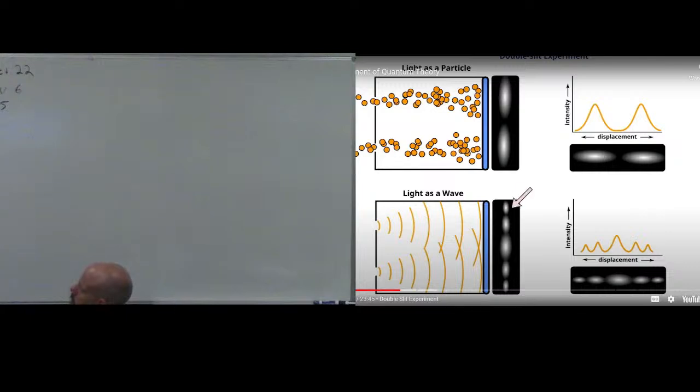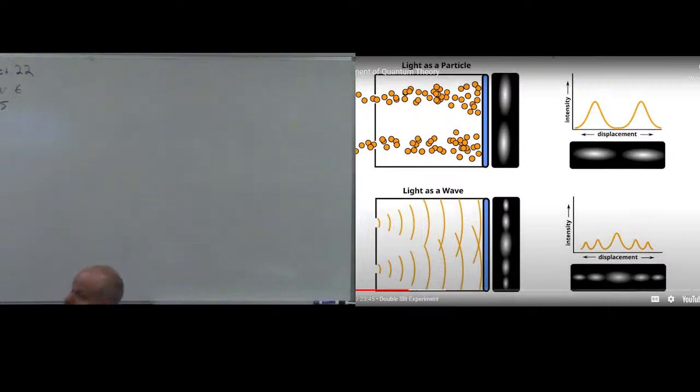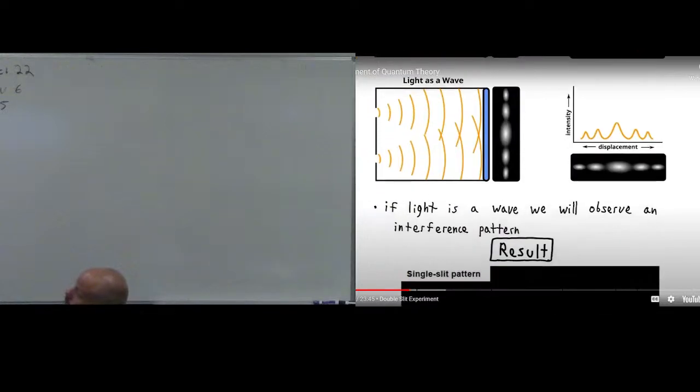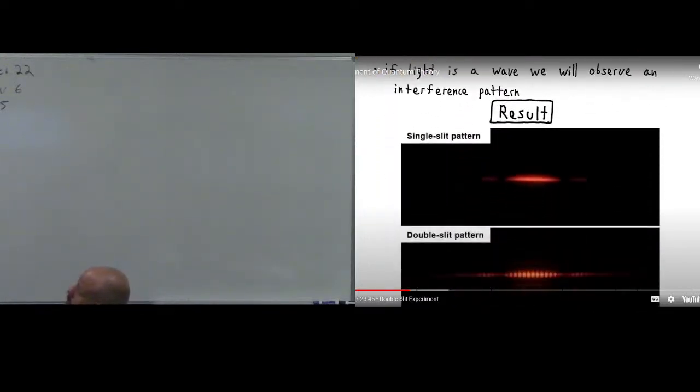And so you get something that looks like this, where sometimes the waves subtract, and there's nothing there. Sometimes they add together, and we get regions of high intensity. And our plot would look like this. We should recognize it as an interference pattern. So in this case, the results are very different. And by performing this experiment, we should be able to definitively discern whether light is a particle or light is a wave. Well, we performed this experiment, and this is the result.